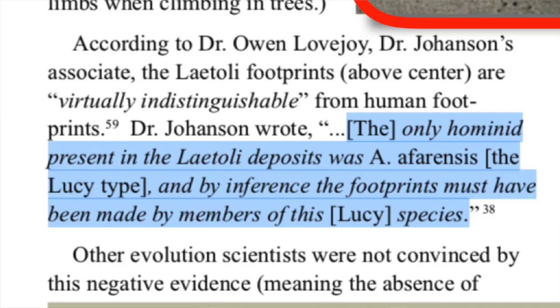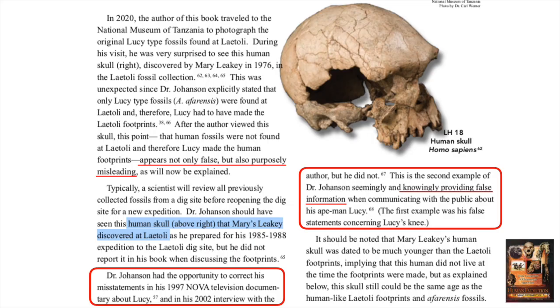But Johansson wrote, the only hominid present at the Laetoli deposit was the Lucy type, and by inference, the footprints must have been made by members of this species. It's just like, all we find are these Lucy species. And then Dr. Werner, he went to Africa. He went to Laetoli to take photographs of their fossils. And Laetoli fossil 1 is like a jaw or something. He's taking photographs, and then something else, and then it gets out to Laetoli number 18, and it's a human skull. And again, he almost fell off his chair because everybody said there was no human skulls there by those footprints. So that's fraud number 2.